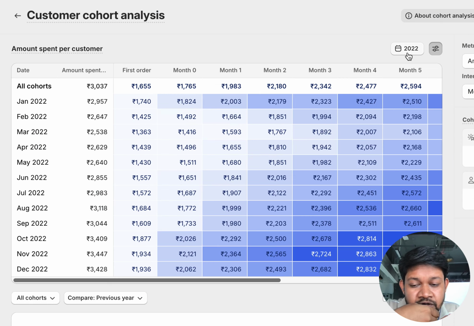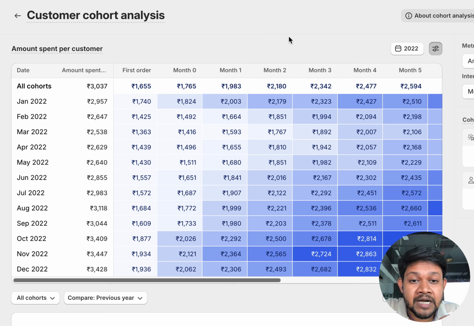As you can see for 2022, this particular store has a first order average value of 1655, and within 2 months, month 0, month 1, month 2, it has increased to 2180. So basically about 300 to 400 rupees of increase out of 1600. If you divide 400 by 1600, it comes to about a 25% jump, which is good.